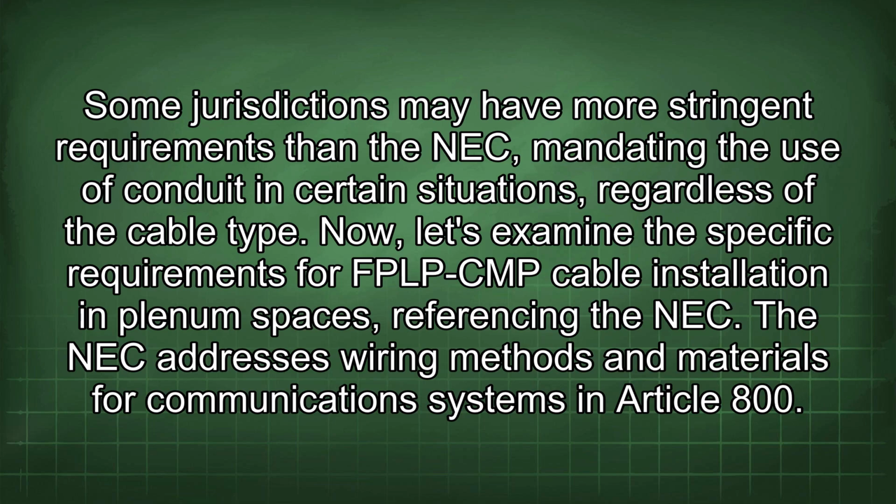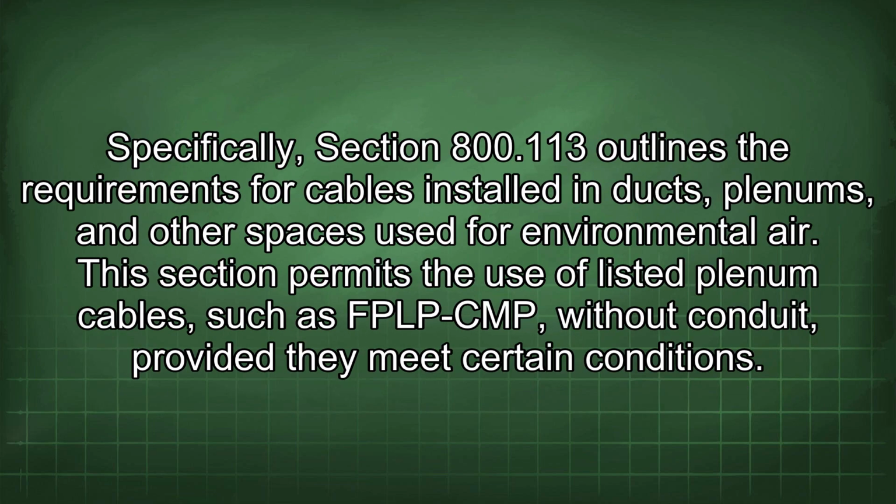Now, let's examine the specific requirements for FPLP CMP cable installation in plenum spaces, referencing the NEC. The NEC addresses wiring methods and materials for communications systems in Article 800. Specifically, Section 800.113 outlines the requirements for cables installed in ducts, plenums, and other spaces used for environmental air. This section permits the use of listed plenum cables, such as FPLP CMP, without conduit, provided they meet certain conditions.